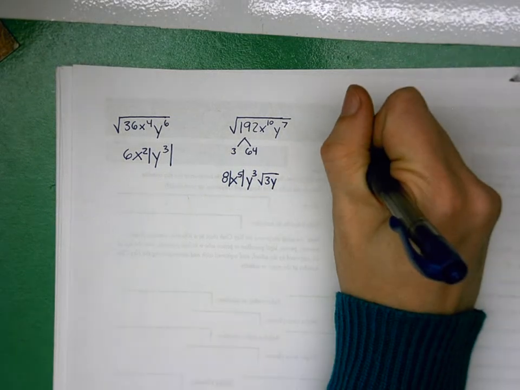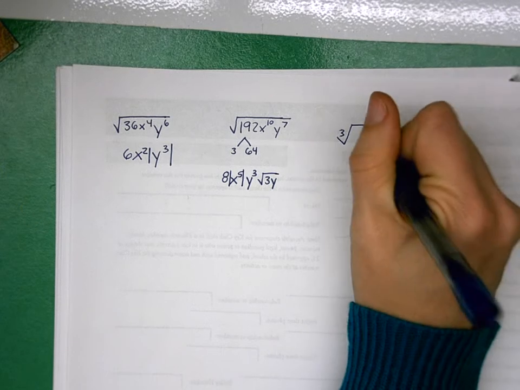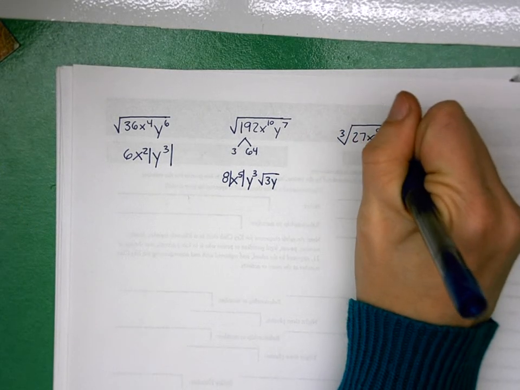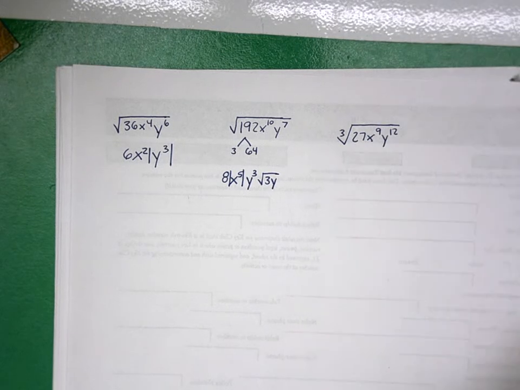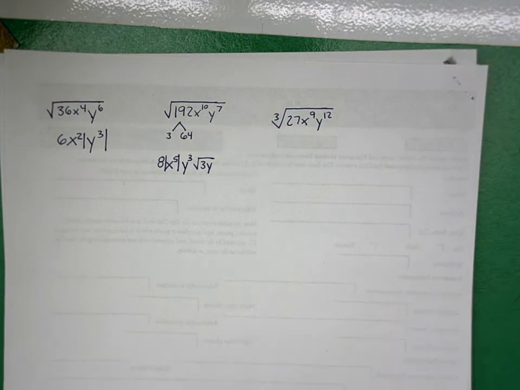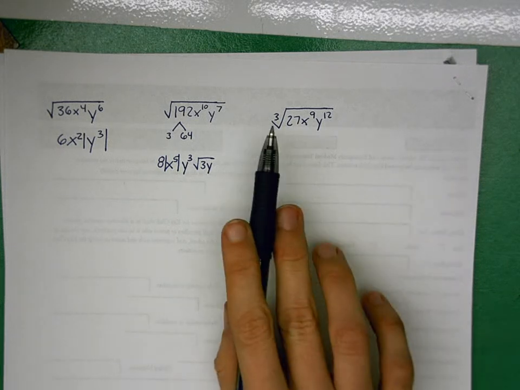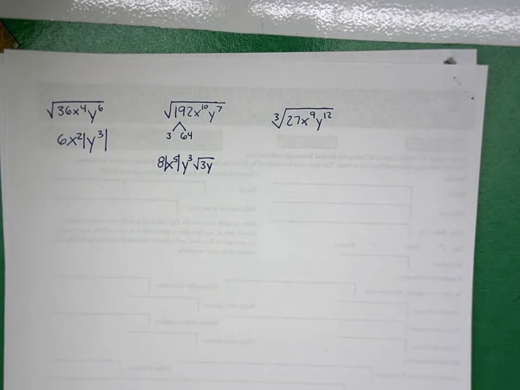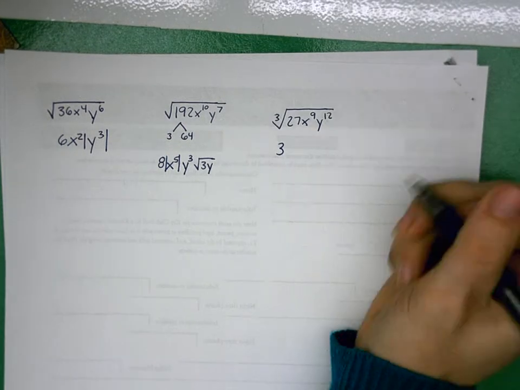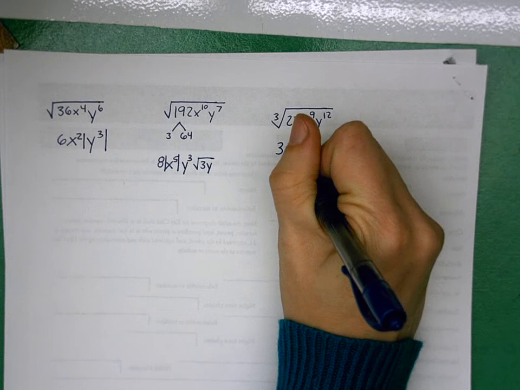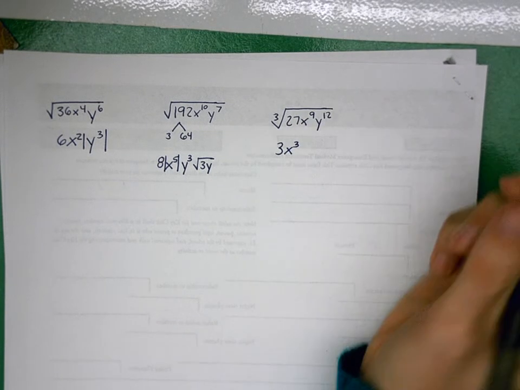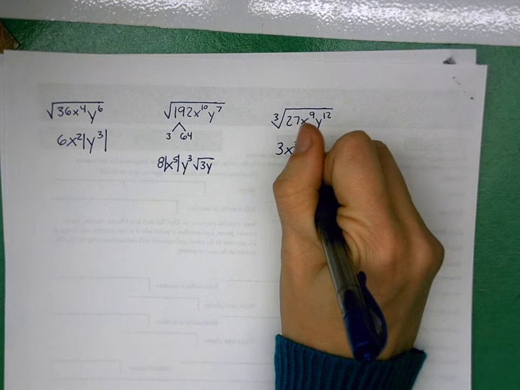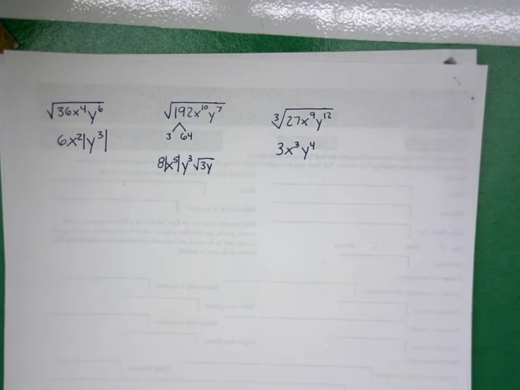Next up, we have the cube root of 27, x to the 9th, y to the 12th. Okay. Now, cube roots will never have absolute values because, again, we need to be even becoming odd, and in this case, this is odd. And so cube root of 27, what times itself 3 times gives me 27? That would be 3. X to the 9th, if I were to divide that into 3's, we would have x cubed left over. And y to the 12th would be y to the 4th, if we were to do the cube root of that.